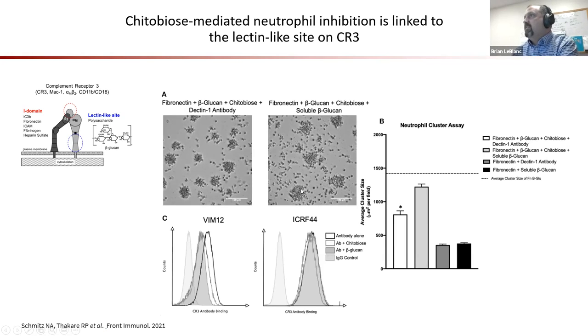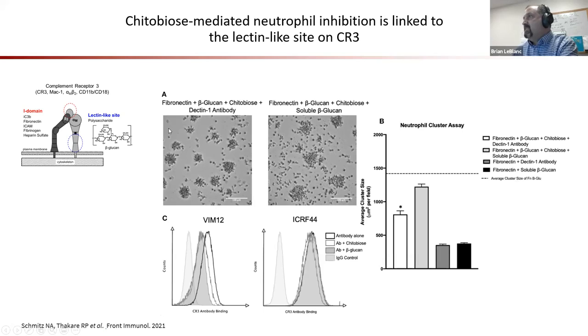So that was my way of linking the CR3 lectin site as a pathway of interference. I have ongoing experiments now using genetically modified neutrophil cell lines that are deficient in the lectin site, and we're working on that now. I don't have any data to share, unfortunately.